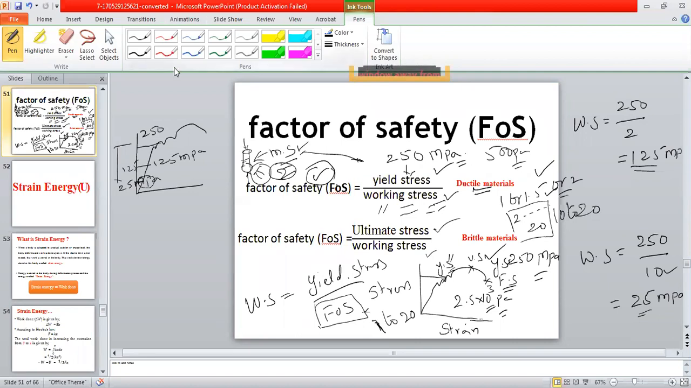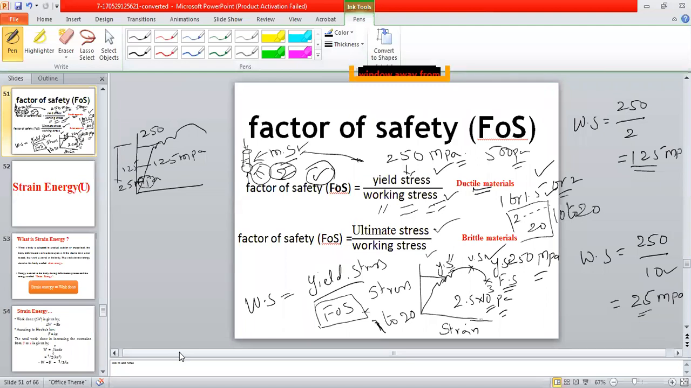If I take more and more factor of safety, then the volume and the weight of the component will also increase. Therefore, the cost of the component will also increase. Therefore, as an engineer, we need to take the factor of safety within permissible limits according to the design product.